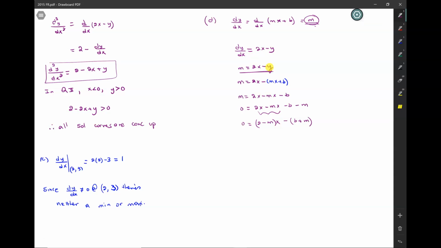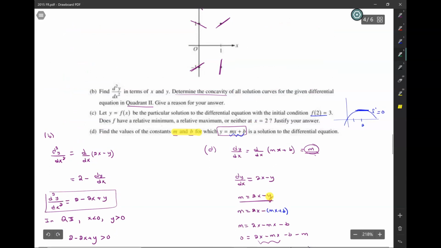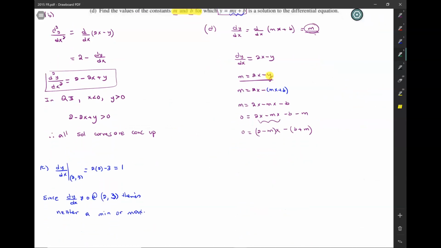Why have I done this? I've put it into the same form, into a linear form, right? Look, this looks like mx plus b, doesn't it? If this is equal to 0, how does all that equal 0? That means whatever that is should equal 0, and whatever this is should equal 0 independently.